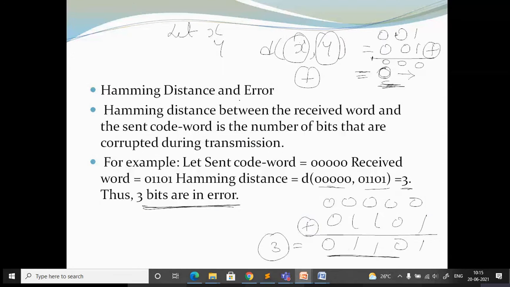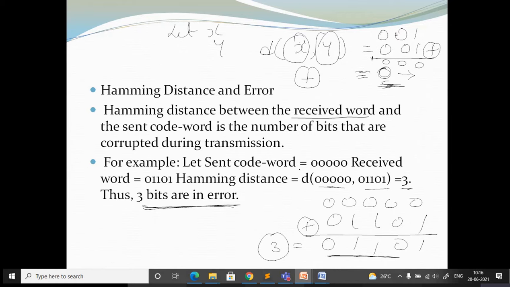So here, Hamming distance and error. The Hamming distance between the received word, whatever is received at the receiver side, and the sent code word is the number of bits that are corrupted during transmission. What is the difference you are going to get? That tells how many bits got corrupted.